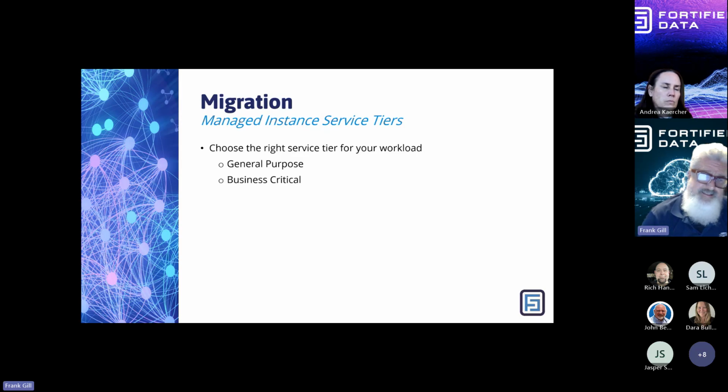Within the managed instance world, there are what are called service tiers, and there are two of them: general purpose and business critical. This goes to what you need in terms of things like RTO and RPO, recovery time objective and recovery point objective, within your applications. One of the nice things about managed instance is that high availability and disaster recovery is built in. With general purpose, that high availability and disaster recovery technology basically runs via storage redundancy.